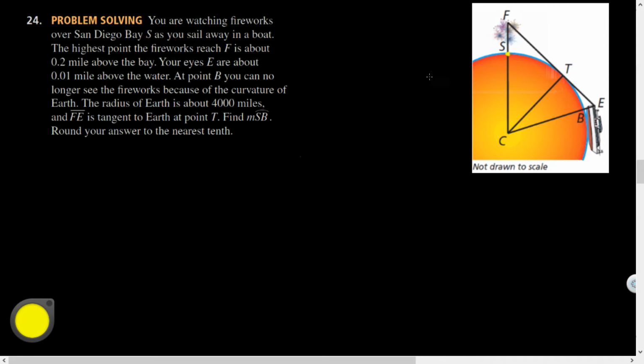So anyways, you are not licking to the center of the Earth. You are watching fireworks from a boat. The highest point the fireworks reach is about 0.2 miles above. Let's label these. So here's the 0.2 mile firework high show. Hooray!